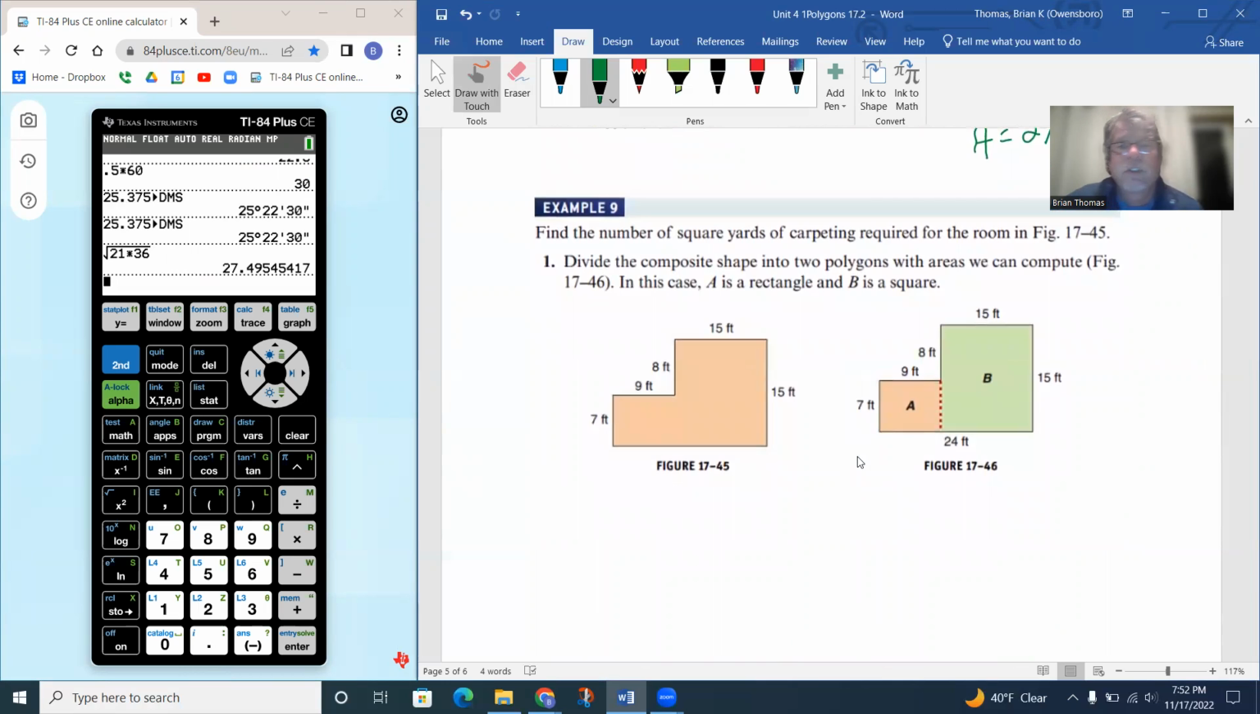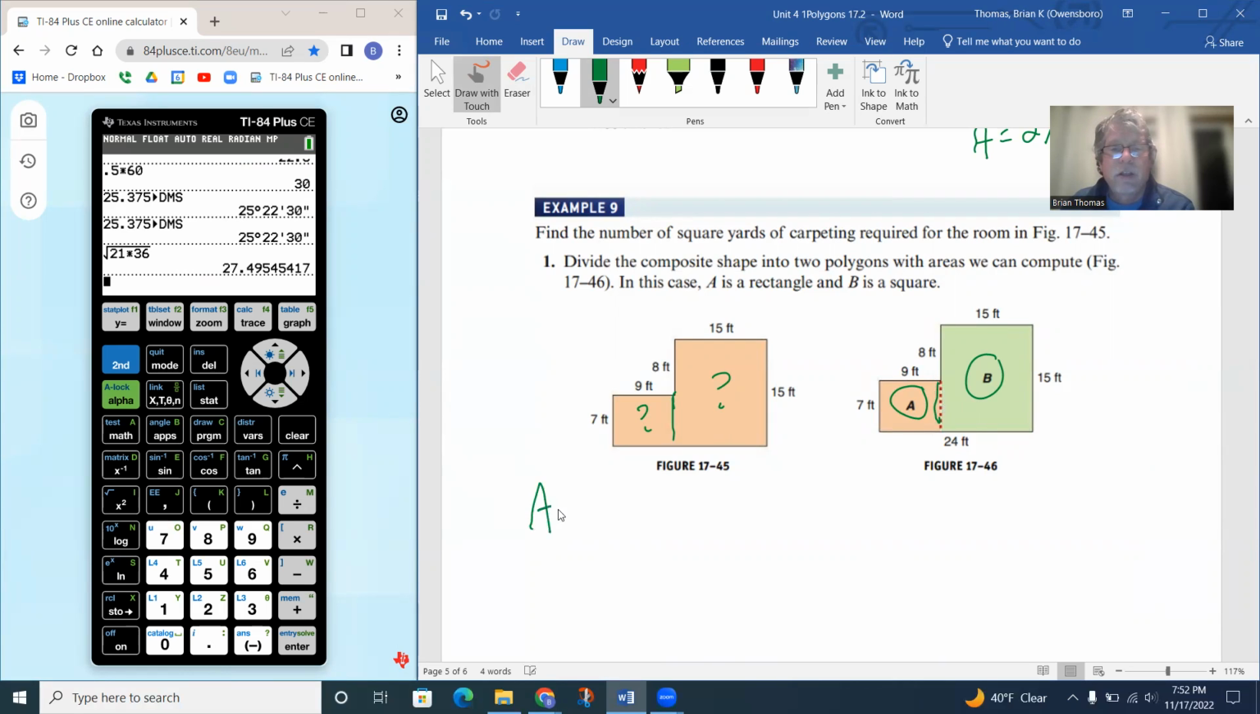Another thing they may give us is these composite shapes. So if I want to find the number of square yards of carpeting required in a room, what we can do here is look at this shape and divide it into shapes. One way I can do it is break it off like they did here, cutting it into this rectangle and this rectangle. If we can find the area of this rectangle and the area of this rectangle, that's going to be our total area. In other words, if I find the area of A, find the area of B, and add those together, that'll be our total area.